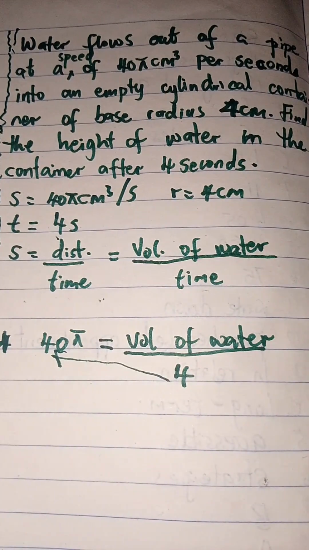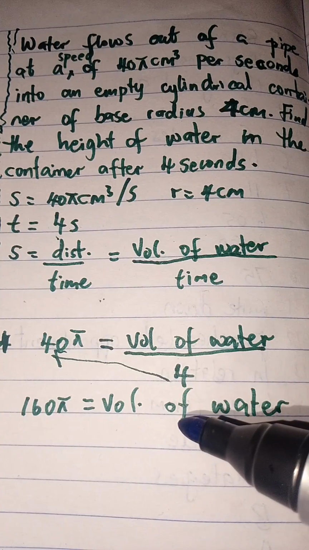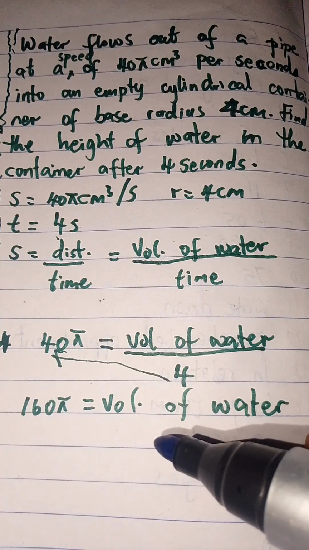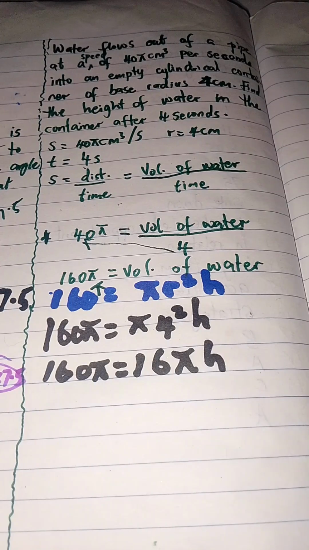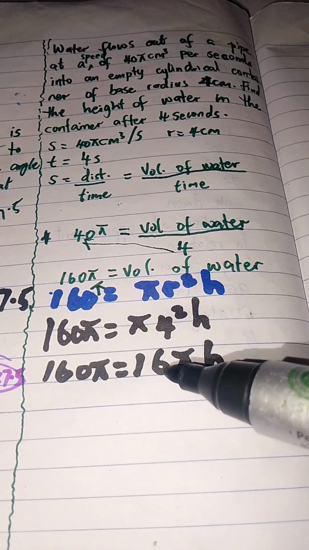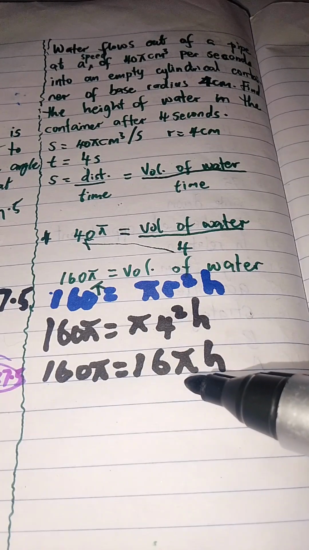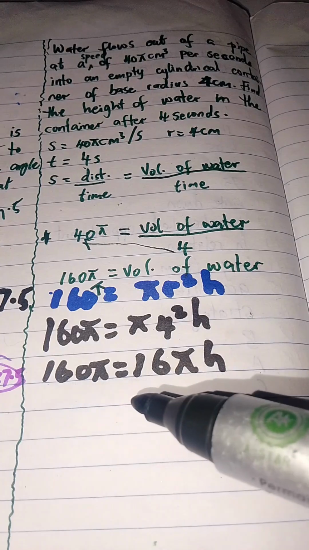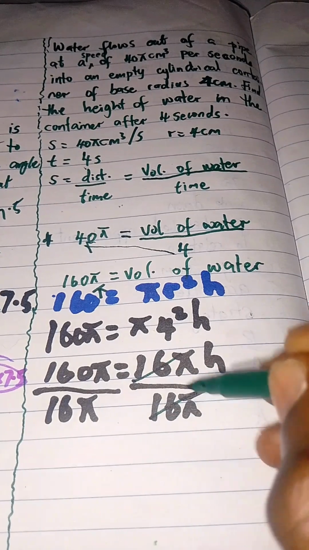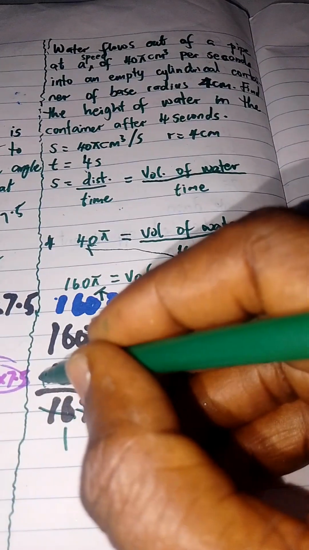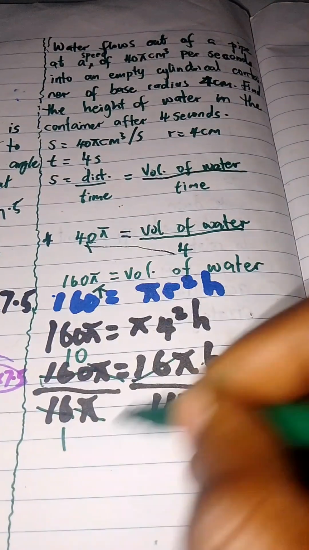But remember that volume, since it's a cylindrical container, is pi r square h, equals 160 pi. So 160 pi equals pi times 4 square times h, and 4 square is 16, so 16 pi h. Since you're looking for the height, you divide both sides by 16 pi. Cancelling through, 16 in 160 is 10, so our height is equal to 10 centimeters. And that's the final answer.